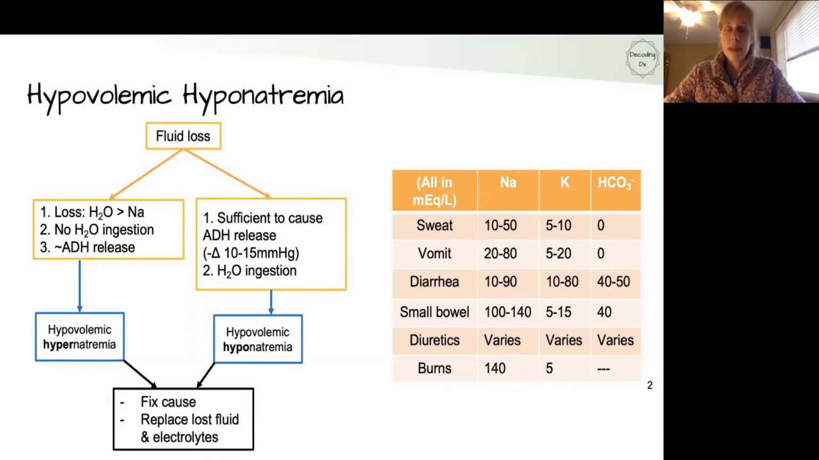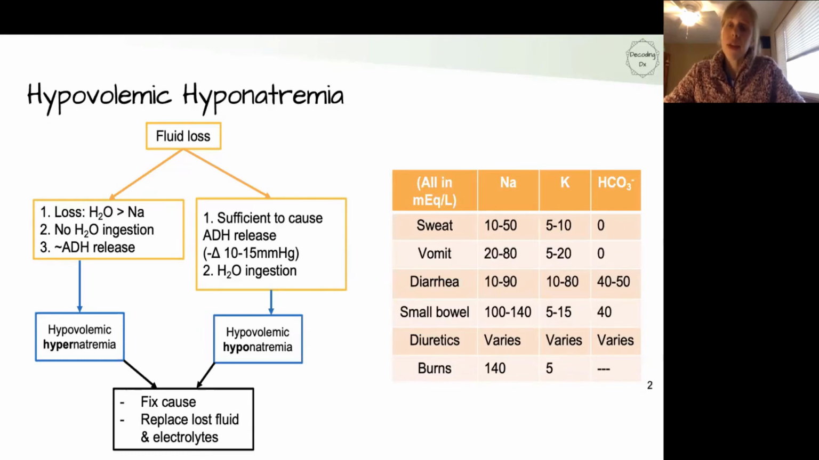In these cases, it means that you've lost more water than you have sodium, and you haven't replaced that with pure water ingestion. In these cases, there often isn't a ton of ADH release, and that can give you hypernatremia. On the other hand, if you have sufficient volume loss to cause ADH release, and this is modulated by the hypothalamus and how it controls how much ADH is released, if you lose enough fluid for your blood pressure to go down by 10 to 15 millimeters of mercury, you will release a decent amount of ADH.